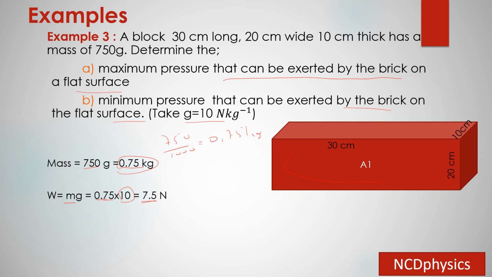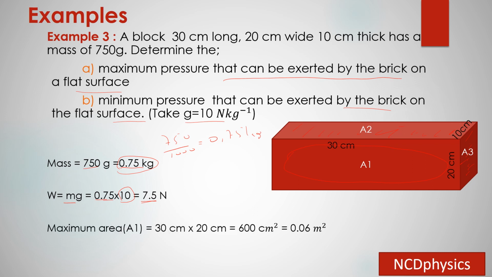You see, we can keep the object on the surface by using a surface area of A1, or we can keep the object by this surface on the ground. This is another surface area, which is A2, or we can keep the object on the surface by using this area. This is A3. Okay, so let's find which area is maximum and which area is minimum.